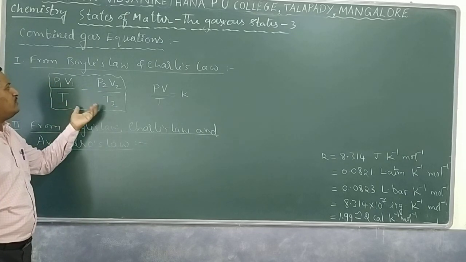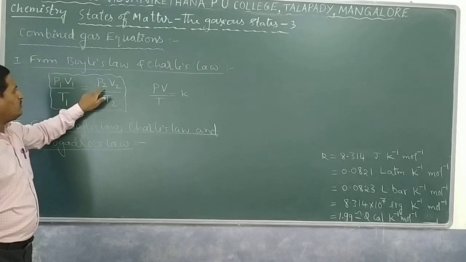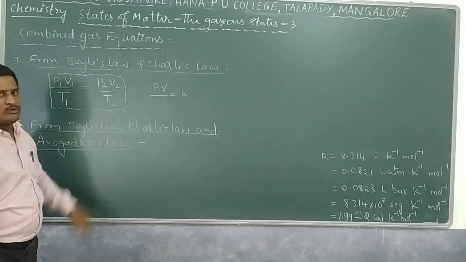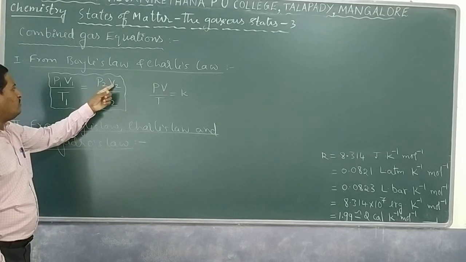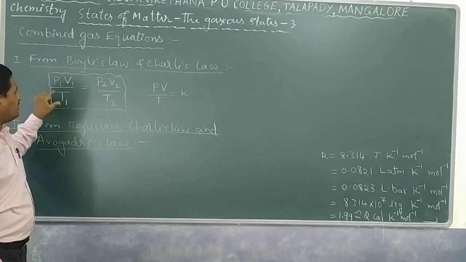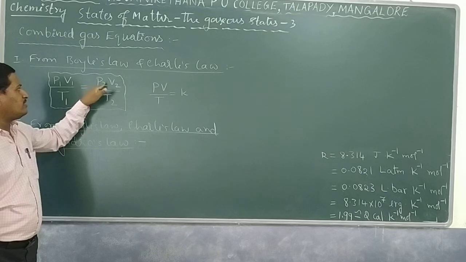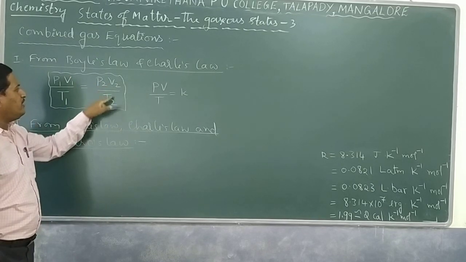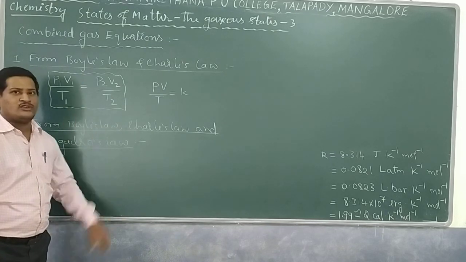Where is this relation useful? By knowing P1, V1, T1 and then P2 and T2, V2 can be found out. The final volume can be calculated. Similarly, by knowing V2, P2 and these three terms, the final temperature can be calculated. Similarly, the final pressure can also be calculated if you know V2, T2 and these terms. So this is a useful relation.